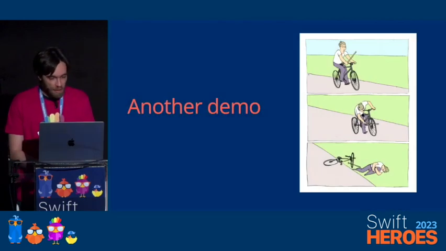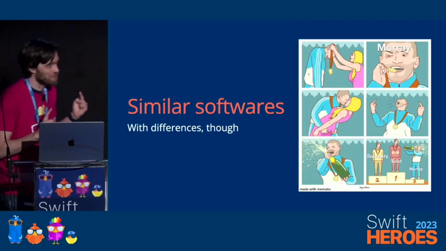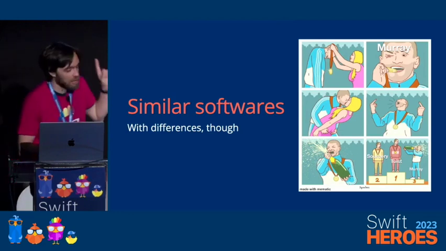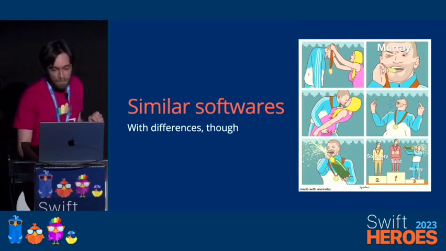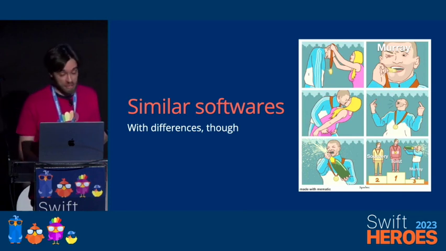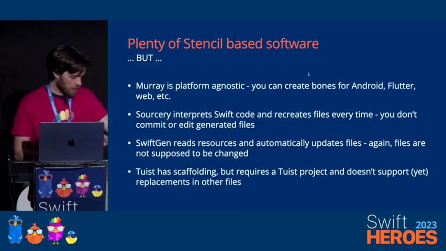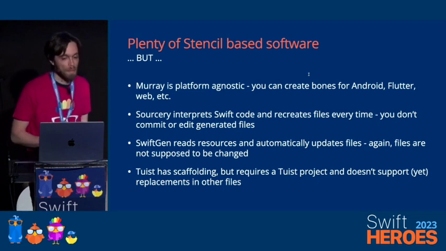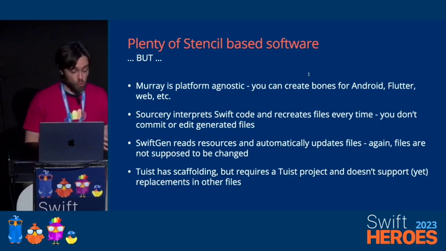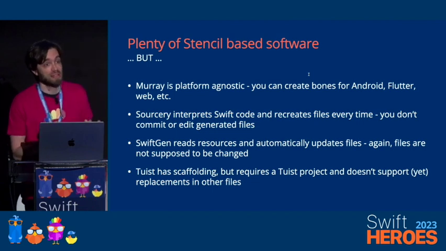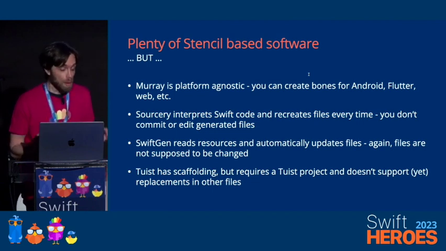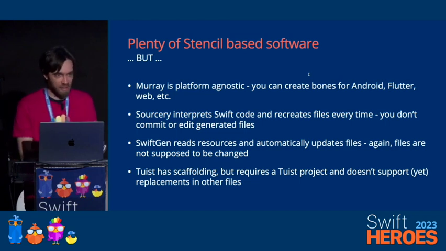It does nothing more, and I know there is some similar software. I really like this meme, by the way. But there are differences. So you may probably think that Maray is similar to Sorcery or to SwiftGen in the matter of fact that they are using stencil templates. But the difference, as you saw, is that the files that get created are meant to be committed and edited by you. I mean, you have to include your own feature in the file you are scaffolding.